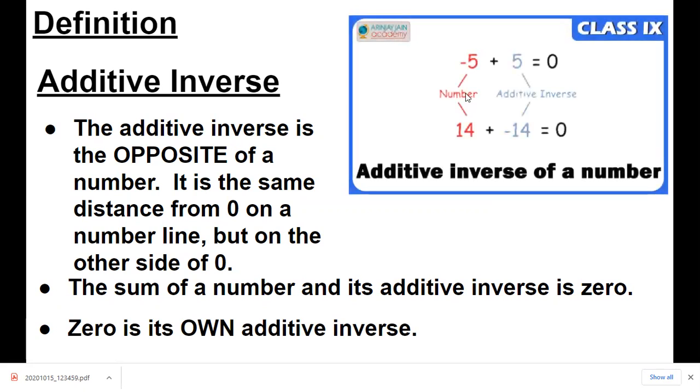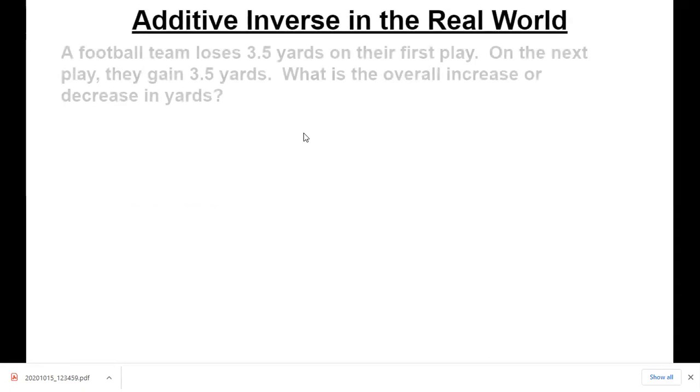So here are some examples. You have -5, you're adding +5. That's the additive inverse. The answer will be 0. Here you have +14, you're adding the additive inverse of -14. Your answer will be 0. Here's how it looks in the real world.